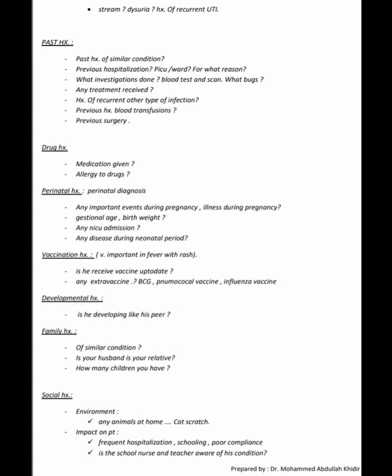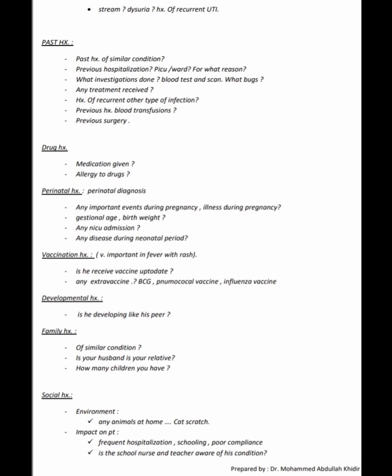So what vaccination history will we ask? Has he received vaccines up to date, any extra vaccine like BCG, pneumococcal vaccine, influenza vaccine or not? Developmental history, is he developing like his peers? Now family history we will ask, is there any similar condition present in any family member? Is your husband, is your relative, how many children you have? Now social history, the environment, any animals at home, you know, cat scratch disease can be from cat scratching.